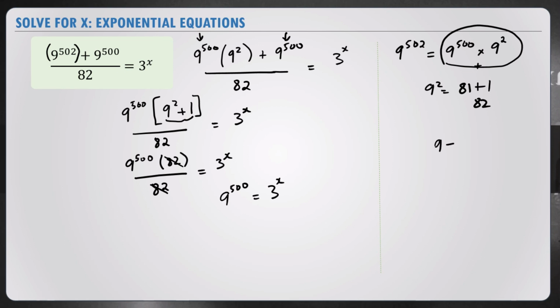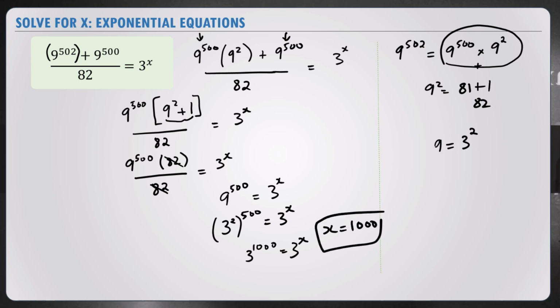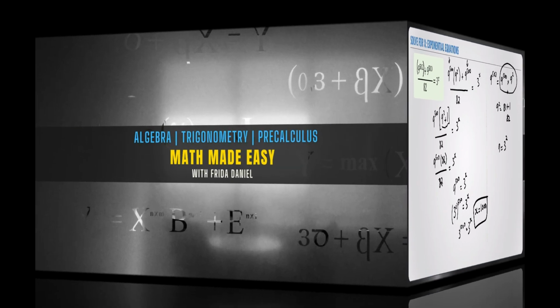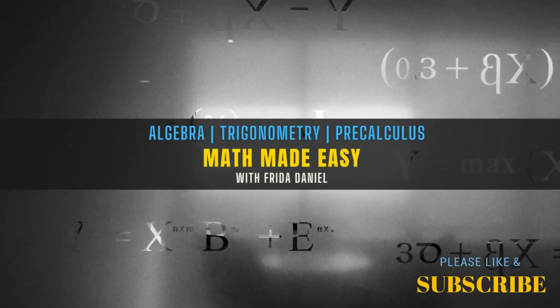We know that 9 is equal to 3 squared. So let's replace it here. We have 3 squared to the power of 500 is equal to 3 to the power of x. So basically that's 2 into 500, 1000, is equal to 3 to the power of x. That gives me my solution. x is equal to 1000.